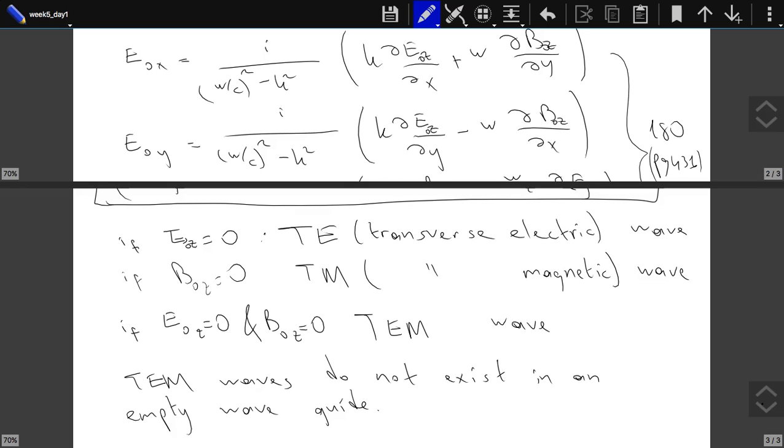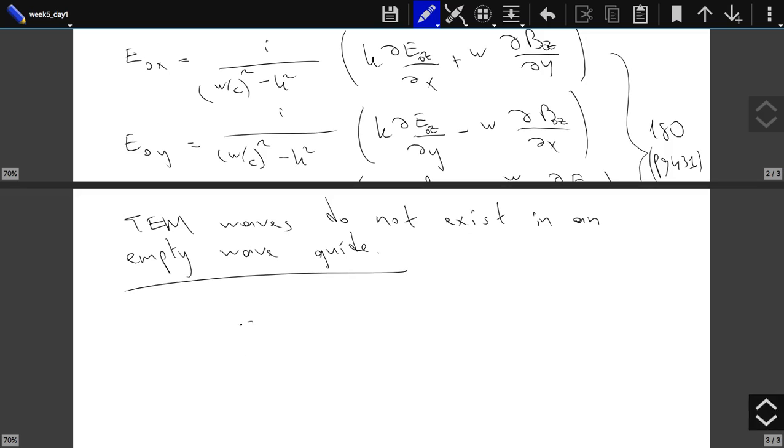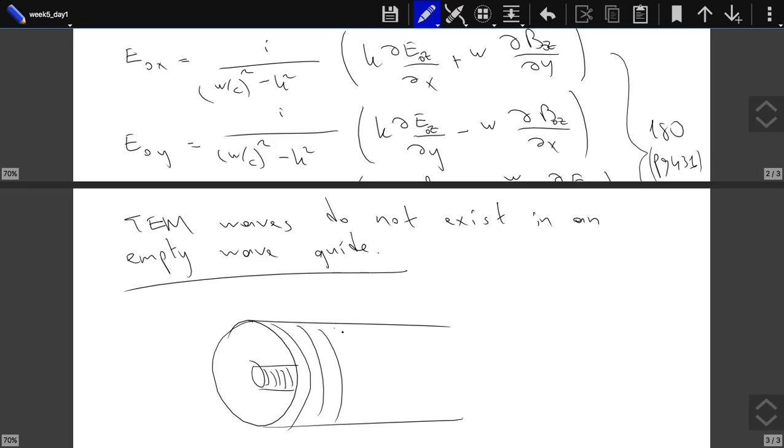Well, of course, this doesn't exclude the fact that if you have, for example, such a waveguide, in such a waveguide, you can have transverse electromagnetic waves. This is called a coaxial waveguide. Now let's see how it comes about.